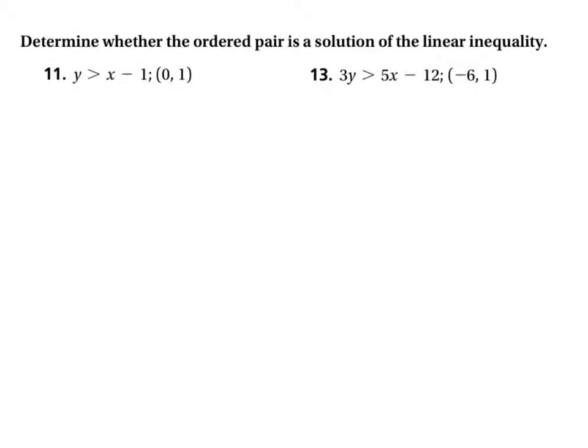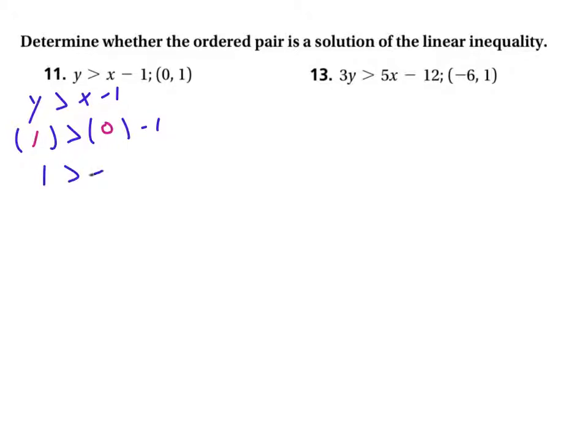All right, so they're asking us to determine whether the ordered pair is a solution of the linear inequality. This is pretty straightforward. You just need to take the inequality that they gave you, y is greater than x minus 1, and substitute where you have x and y the values that they gave us in this ordered pair. So we're going to substitute in 0 for x and 1 for y, and we're going to resolve this and see what we get.